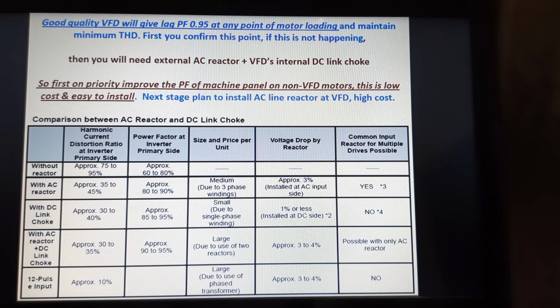So the first priority is to improve the power factor at the machine panel for all the non-VFD motors, and this is low cost and easy to install. The next stage is to plan for an AC line reactor at the VFD. This is high cost. It needs to be done if the power factor is dropping below 0.8 or 0.7 and there is no reactor fitted to the VFD. Then you will have a drop in power factor and the harmonics will be more, around 70 to 90%. You need to take steps to address this at the VFD end.